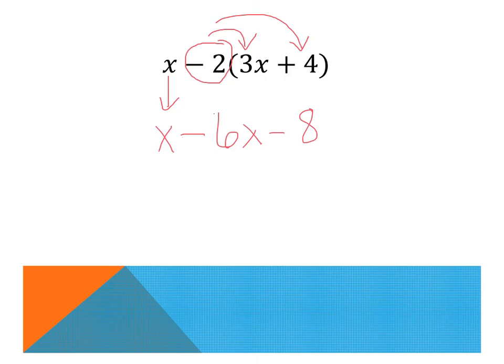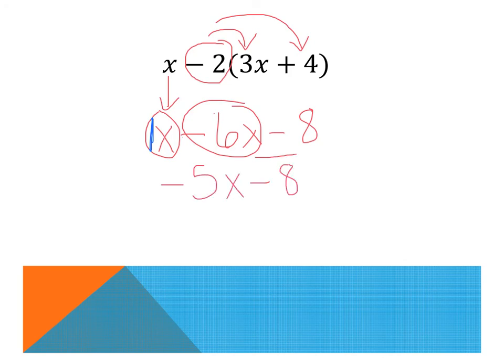And now we look to see if we have any like terms. I see x and negative 6x. Again, sitting in front of this x is our imaginary 1. So a positive 1 and a negative 6 give us negative 5x, and then we have minus 8. And that takes care of distributive property.